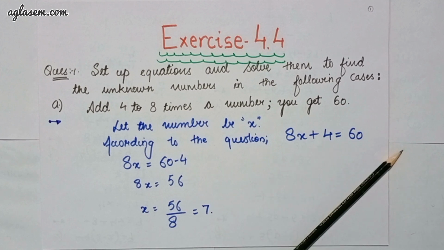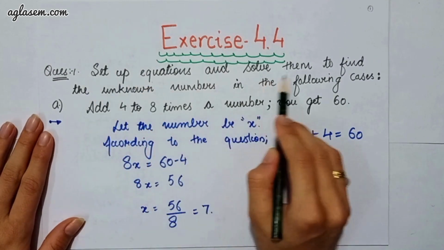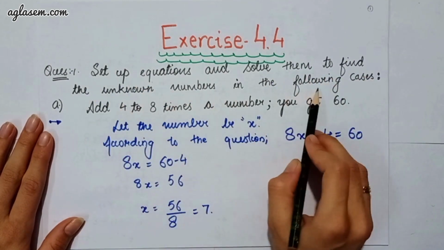Today we will be covering chapter 4 of class 7th, that is simple equations. So starting with the fourth exercise, that is 4.4, our first question says set up equations and solve them to find the unknown number in the following cases.